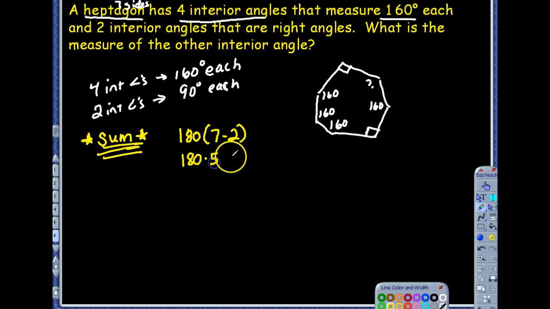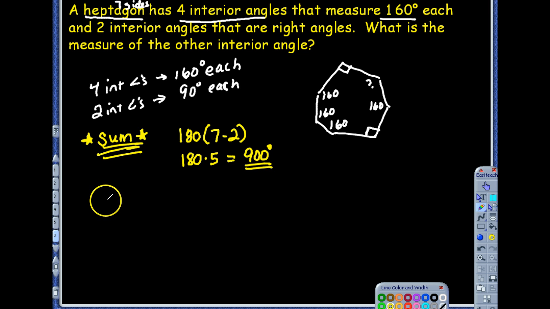So 180 times 5 gets you? It'd be 900. So that's the sum. So that means all of these angles added up get you 900. Now, that's not my answer. No. What do I do with that? Well, now I need to subtract what we already know.